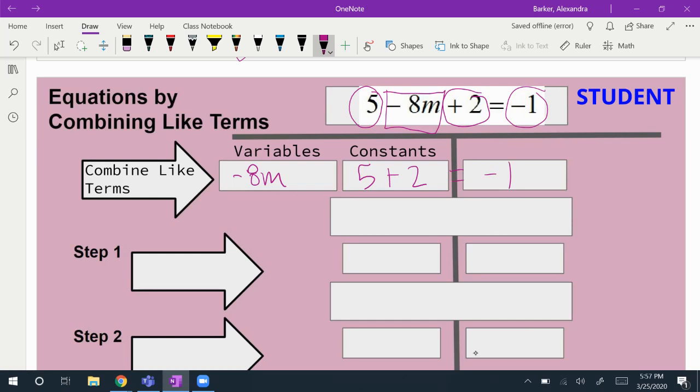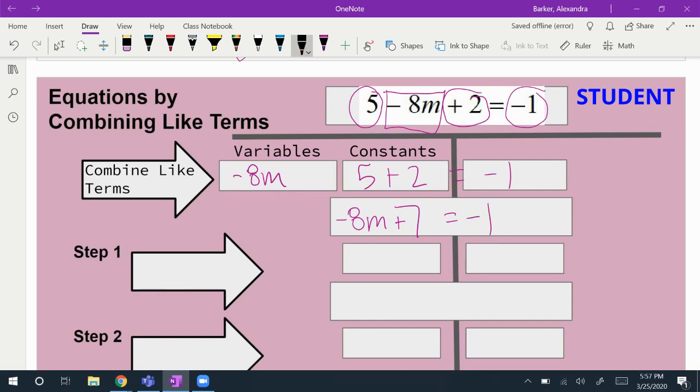So I don't have any variables that I need to combine inside of here, but I do have constants I need to combine inside of here. 5 plus 2 gives you 7. So you should have been left with 7 right here. I take my negative 8 and stick it right there in front of that. I'm okay to put a plus sign in front of this 7 because I ended with a positive 7. And so that means that I need to go up 7, so I need to add 7 to my negative 8m. And over here, I'm left with negative 1.